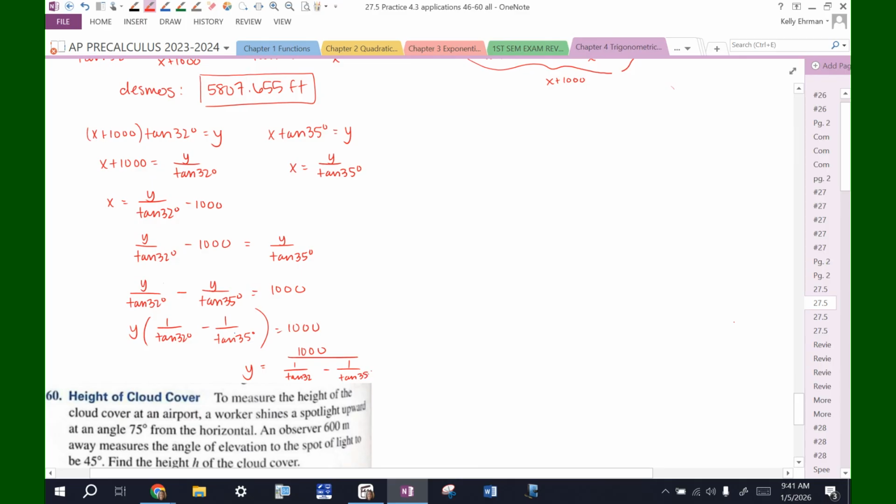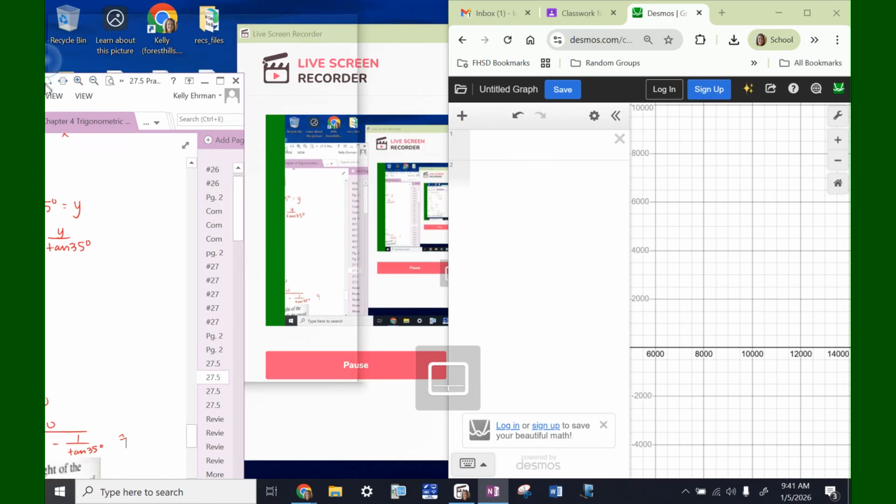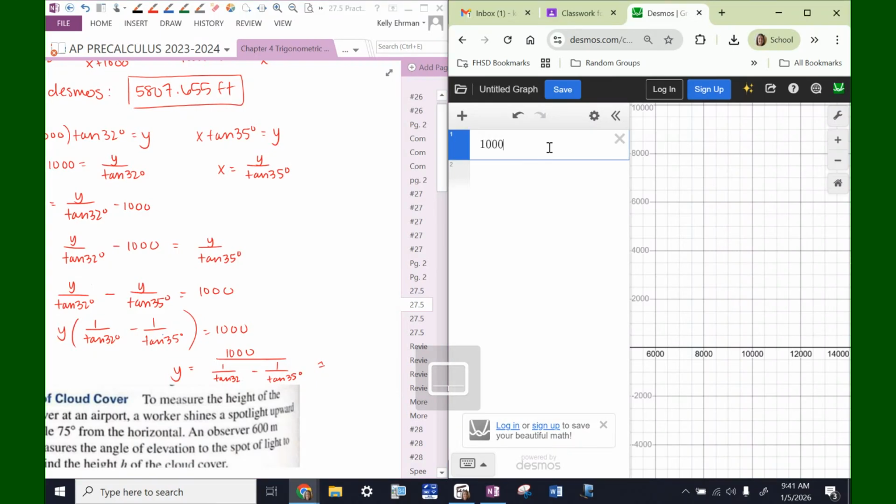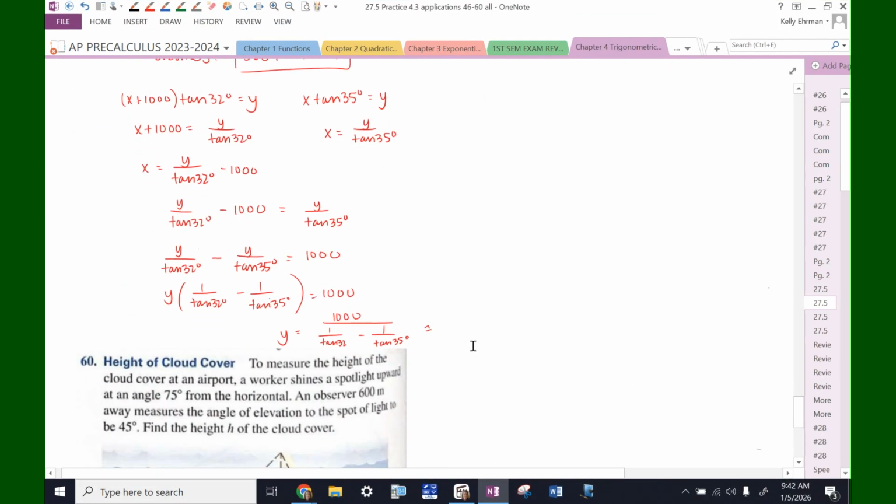And then it comes down to carefully typing your answer in. But I should get the same 5,000 number that I had before. So 1,000 divided by 1 over tangent 32 minus 1 over tangent 35. Yep, same answer. If I solved for x in the other ones, if I got an answer for x, I would have to say whatever my answer for x was times tangent of 35, that would be my answer for y. This is probably a super long video already, so I'm just going to go on to the next one.